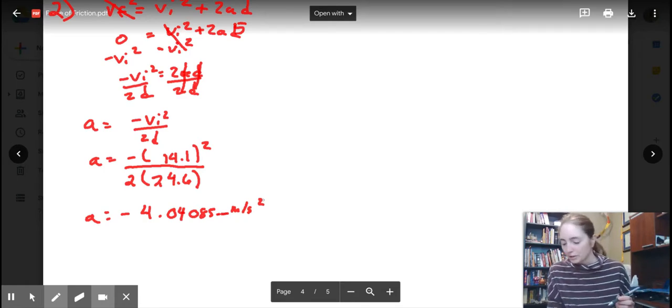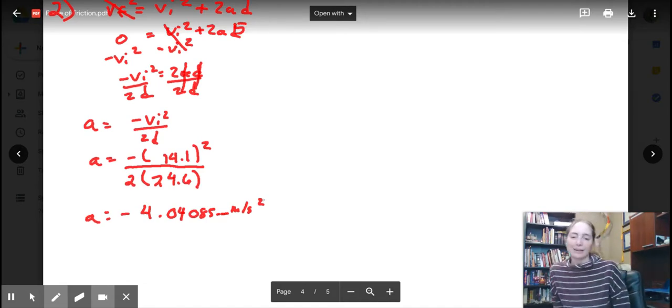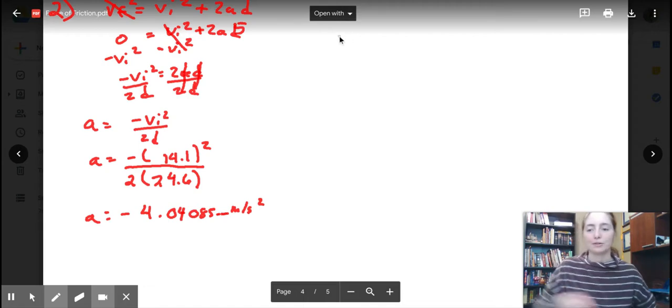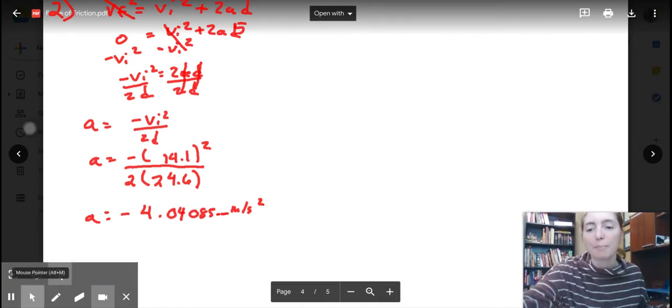Okay, so our next thing is we're going to need to calculate our F net, as our F net is going to equal our negative force of friction. So I have space up here, so I will just scroll up a bit.